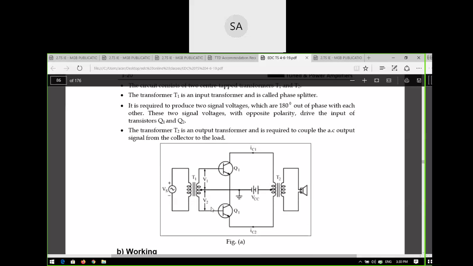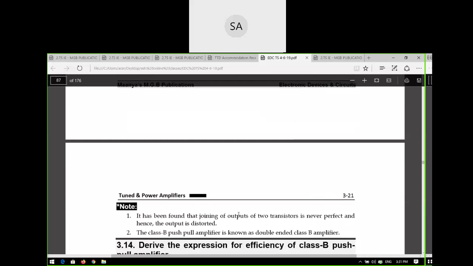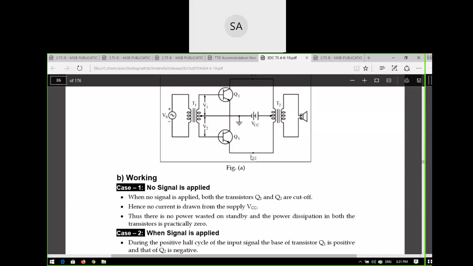The transformer T2 is the output transformer and is required to couple the AC output signal from the collector to the load. What is the load here? The loudspeaker. The collector voltage will be coupled to the load. It is for coupling purposes, so it is called the output transformer or coupling transformer. For the working principle, we have to consider two cases.